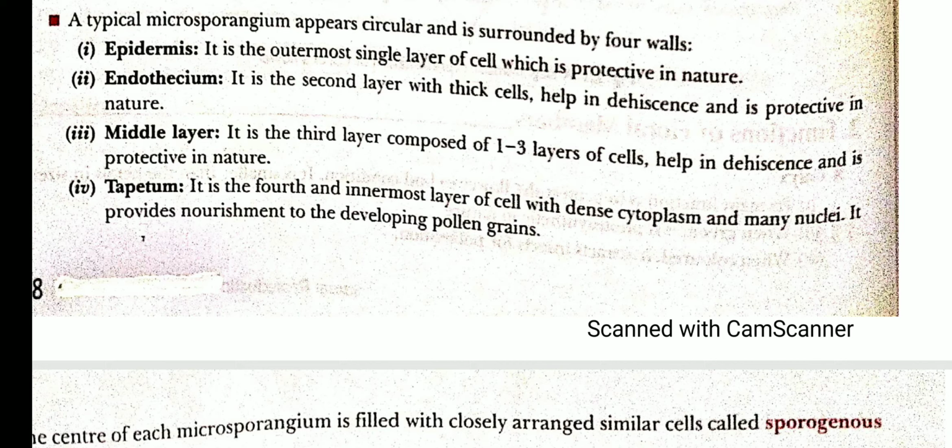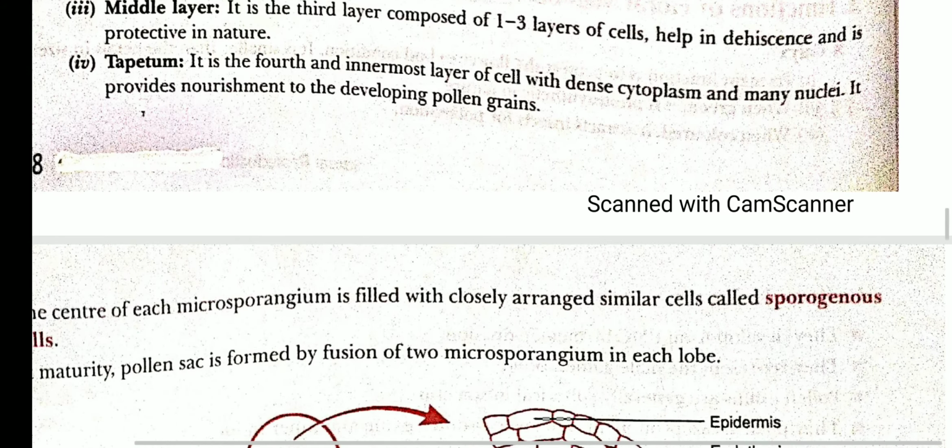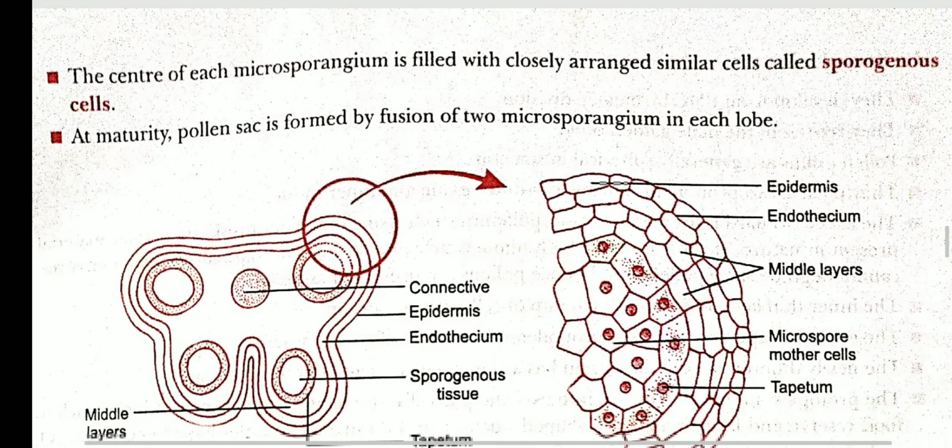The fourth innermost layer is the tapetum, and the cells of the tapetum have dense cytoplasm and many nuclei, meaning the cells have dense cytoplasm and are multinucleate, and it provides nourishment to the developing pollen grains. This is the function of the tapetum, which might be asked in the 1 mark questions. So, it is providing the nourishment to the pollen grains.